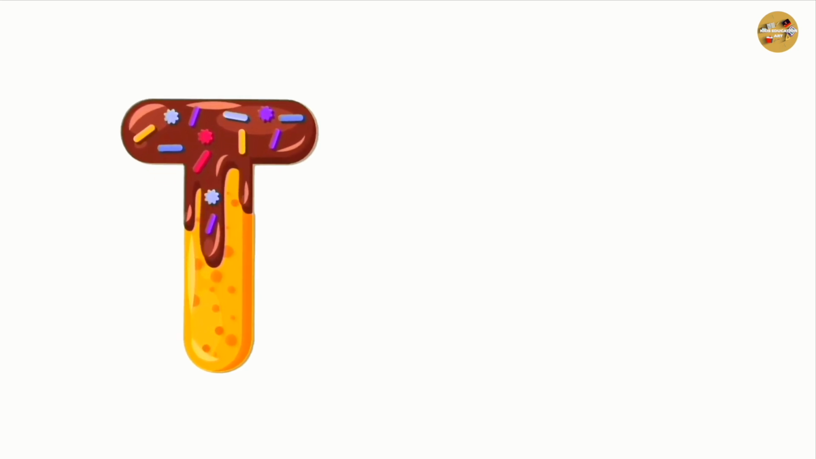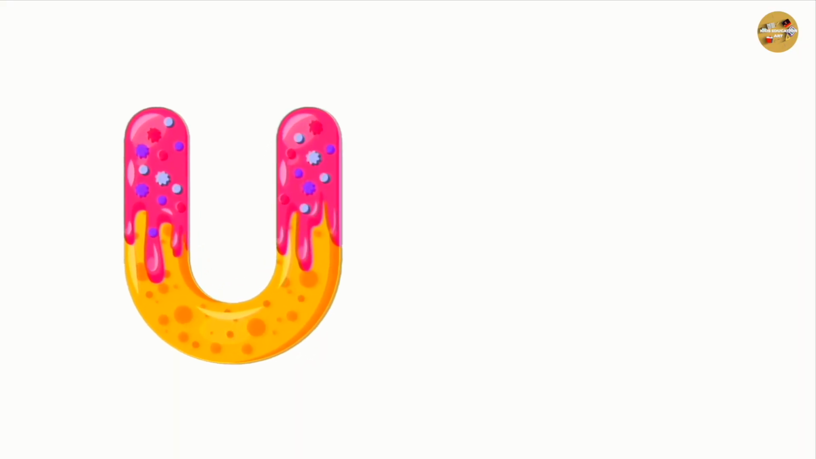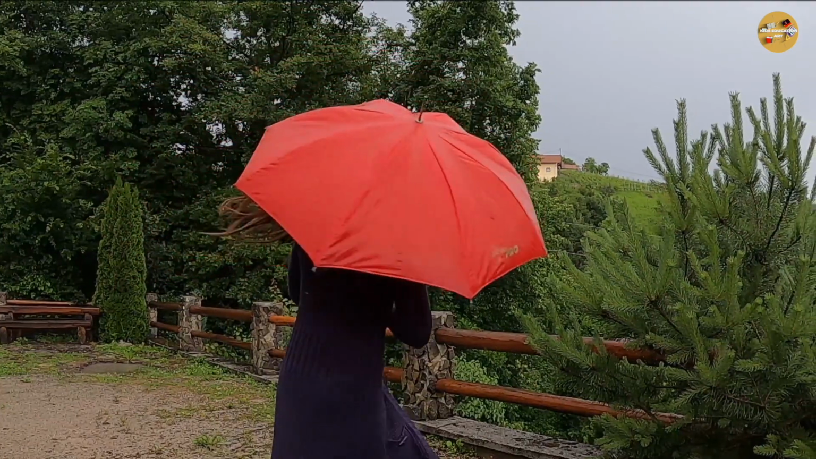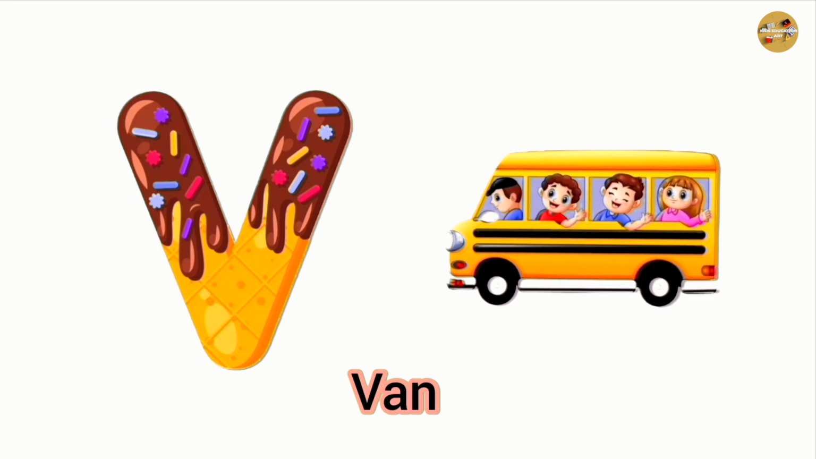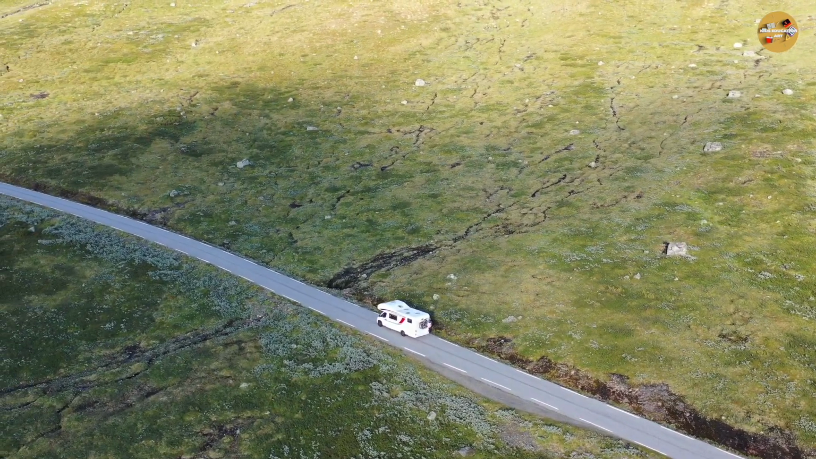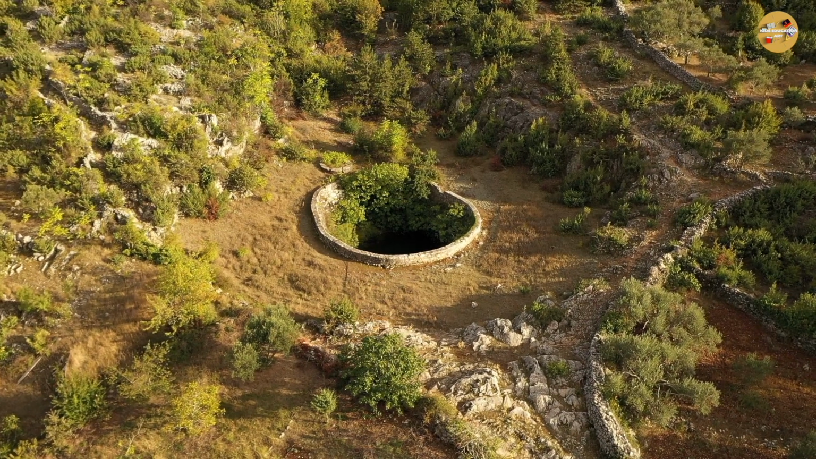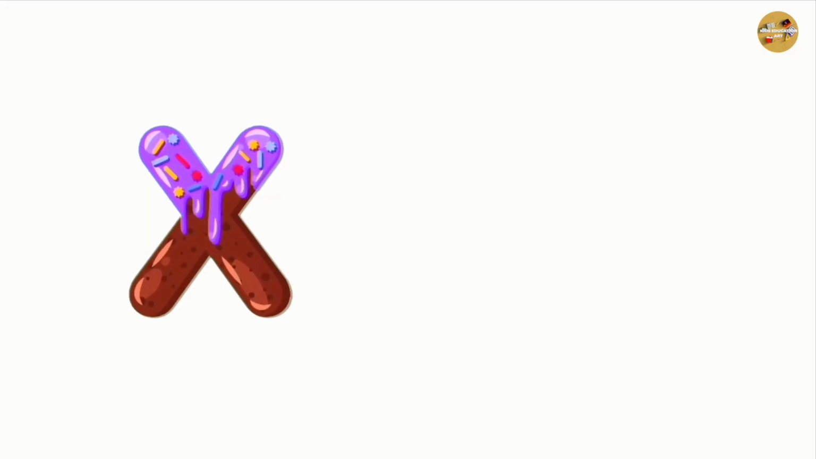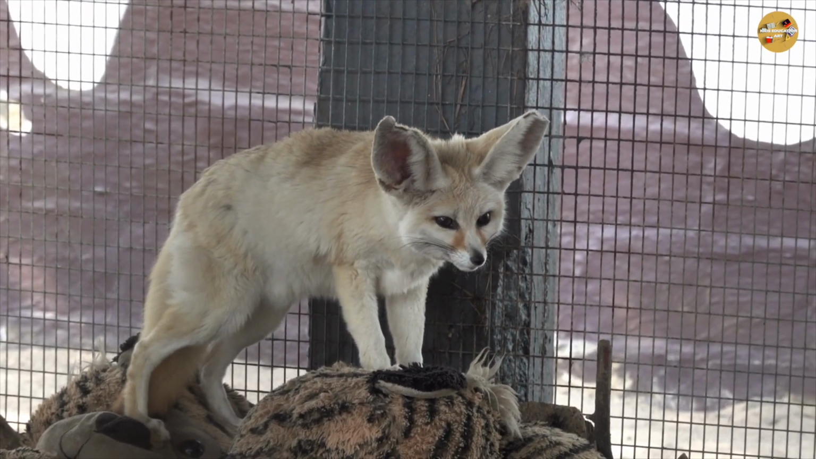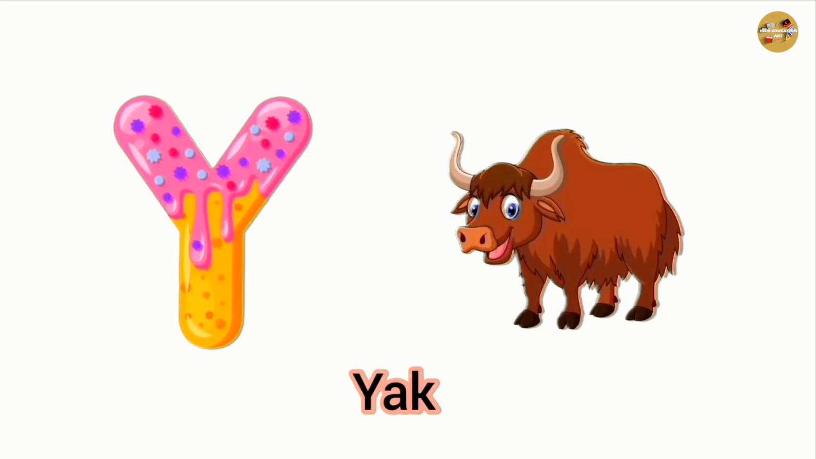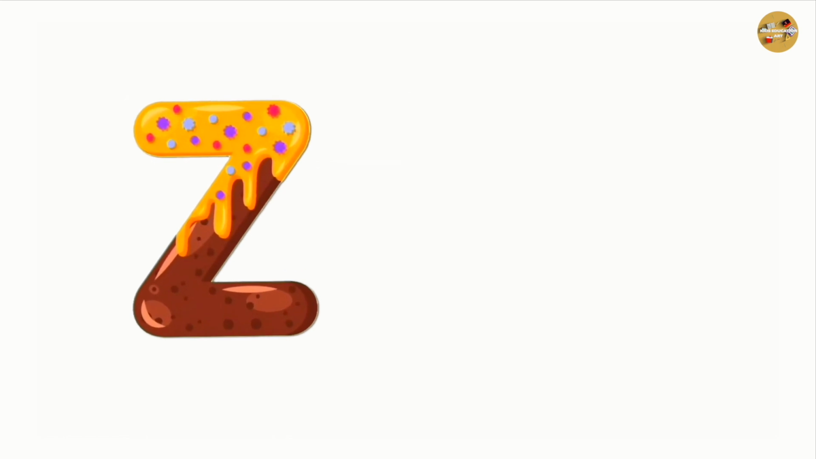T. T is for tap. U. U is for umbrella. V. V is for van. W. W is for will. X. X is for fox. Y. Y is for yak. And Z. Z is for zebra.